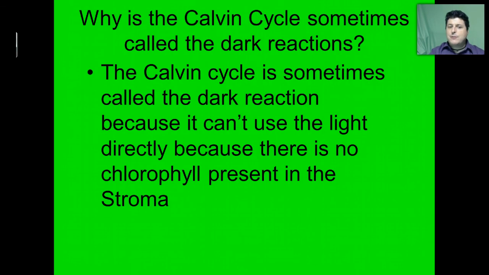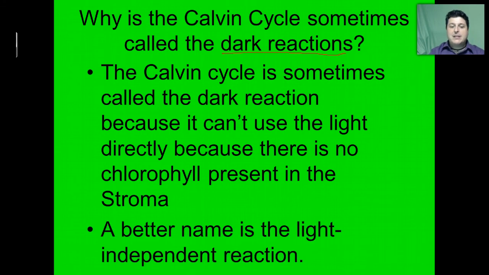Now, sometimes if you're doing research or checking in your textbook, the Calvin cycle can be referred to as the dark reactions. The reason they're called the dark reactions is not because it happens in the dark, but because the process is occurring in the stroma, where there's no chlorophyll, so it can't use the light directly. So a better term is perhaps the light-independent reactions.